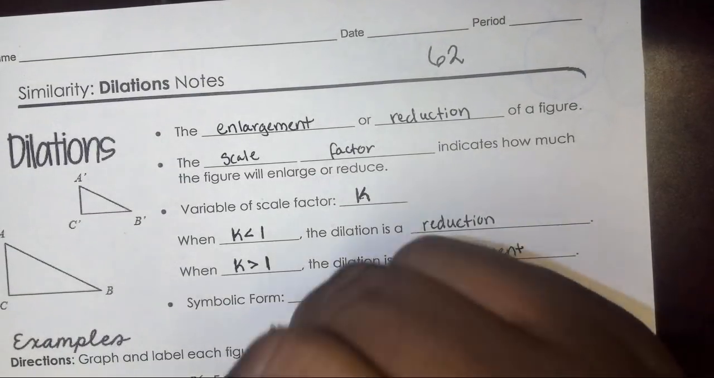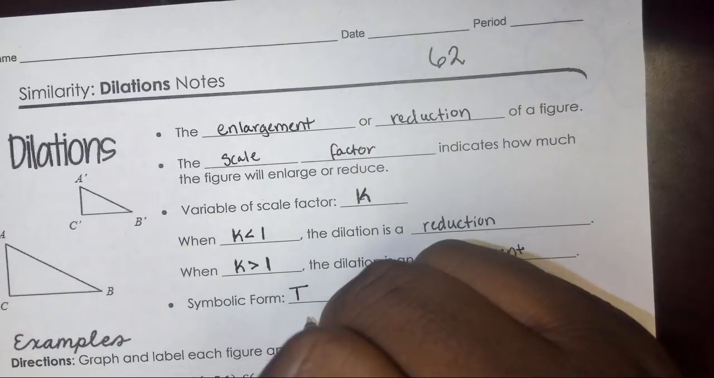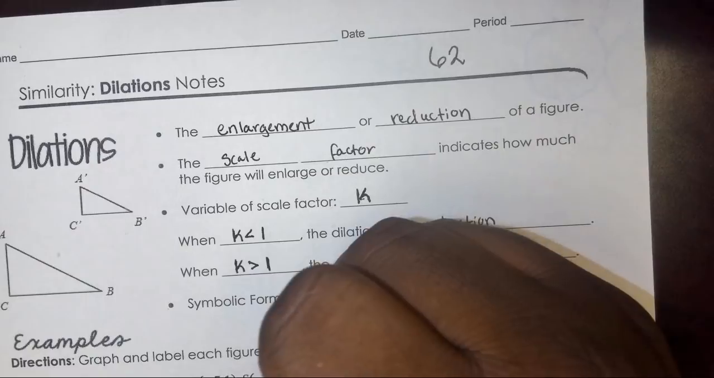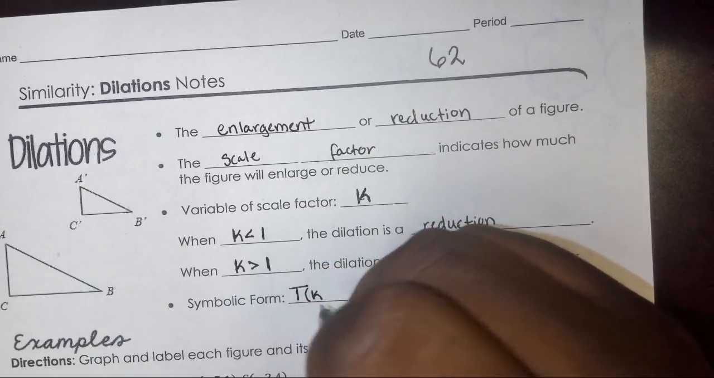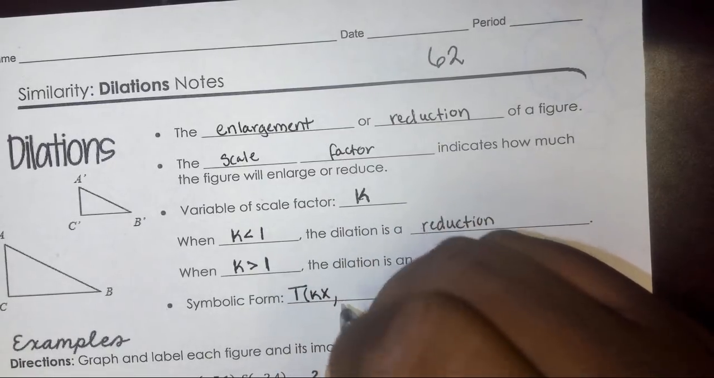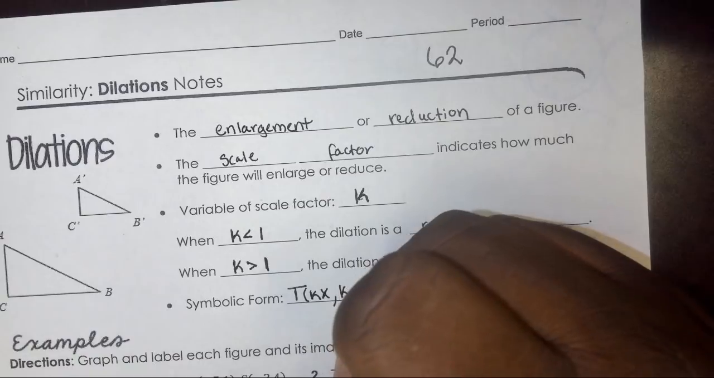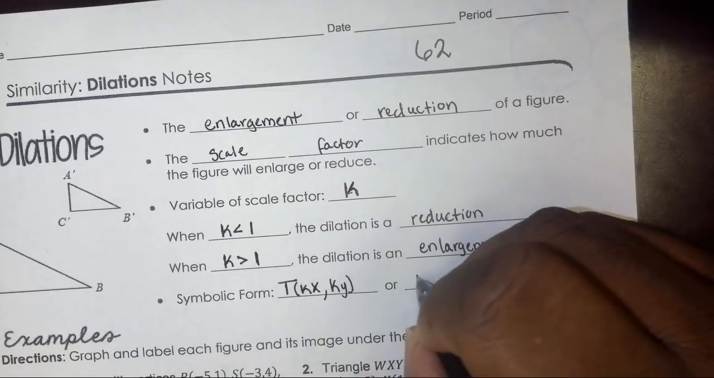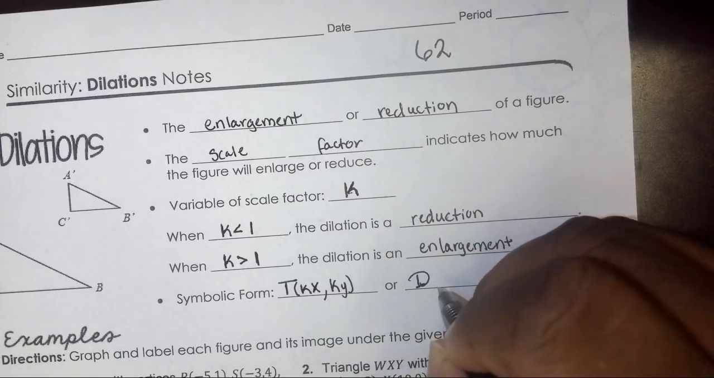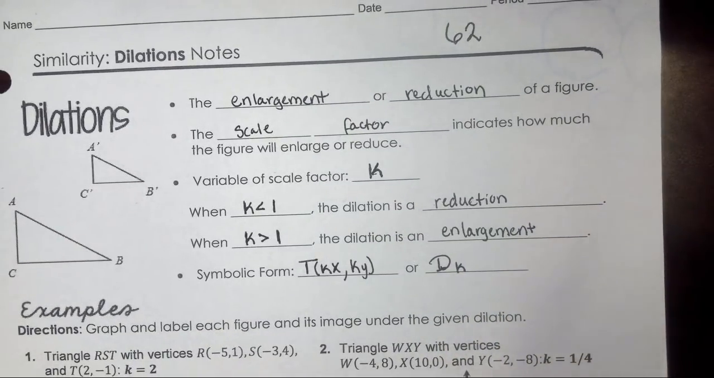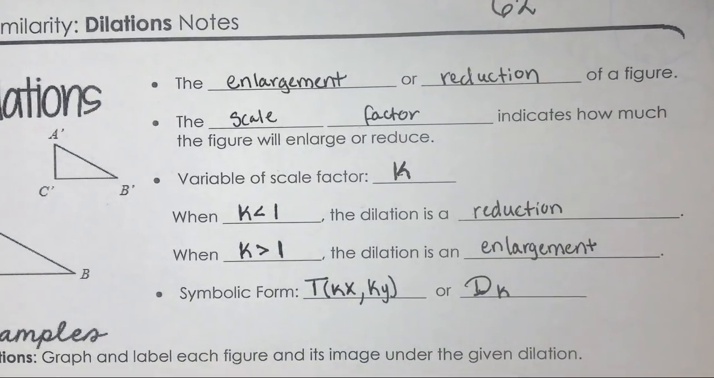Alright, symbolic form. You may see it written like this sometime. It'll be a T there. It's basically saying translate, but instead of giving a translation, it's going to say K times X, your scale factor times X, and then your scale factor K times Y. Or you may see it like this with a D, saying dilation, and then K. Possible ways you can see it. More than likely, you're just going to say K equals, and we're going to give you a scale factor, and we're going to ride out from there.